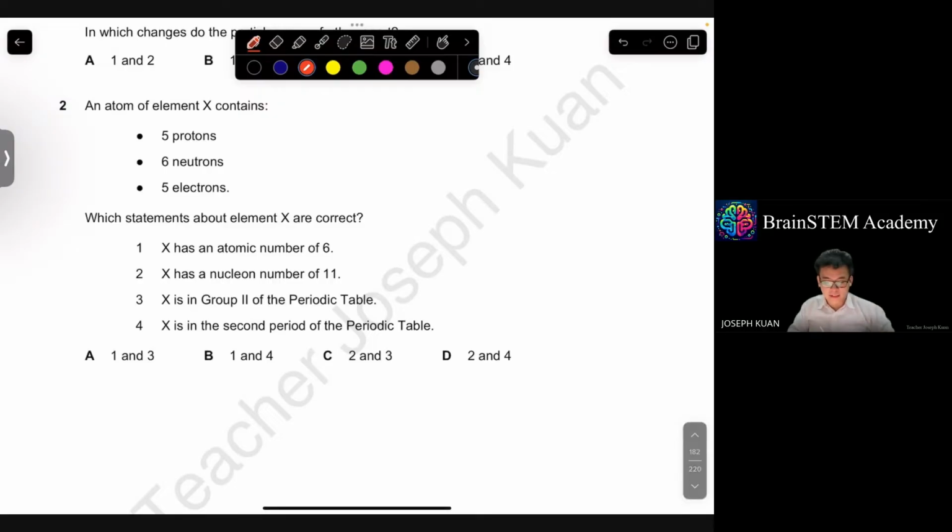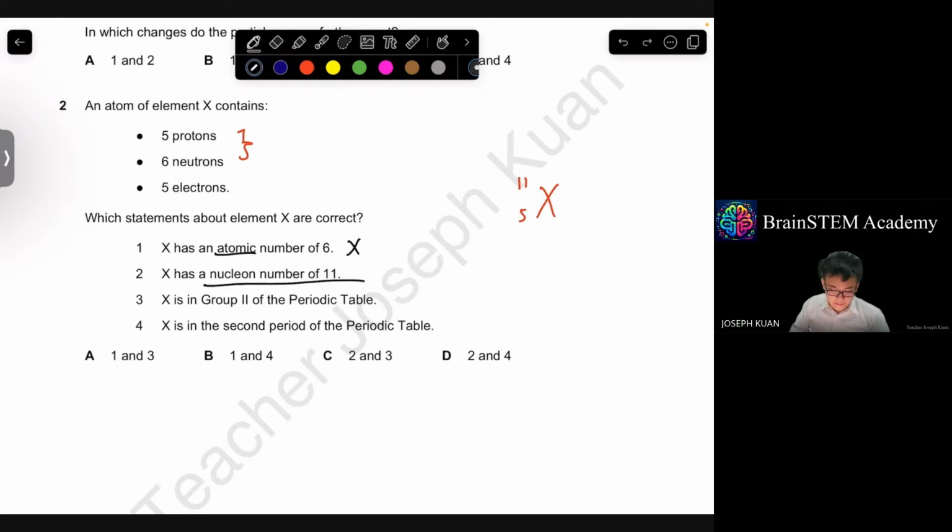An atom of element X contains 5 protons, 6 neutrons, and 5 electrons. Which statement about element X is correct? We can copy this. There are 5 protons, so the mass number will be 11. And there are 5 electrons, so it's an atom. Statement 1: X has an atomic number of 6. That's wrong. It should be proton number. It's 5 protons, so wrong. It has a nucleon number of 11, which stands for protons plus neutrons. That's the nucleon number for you.